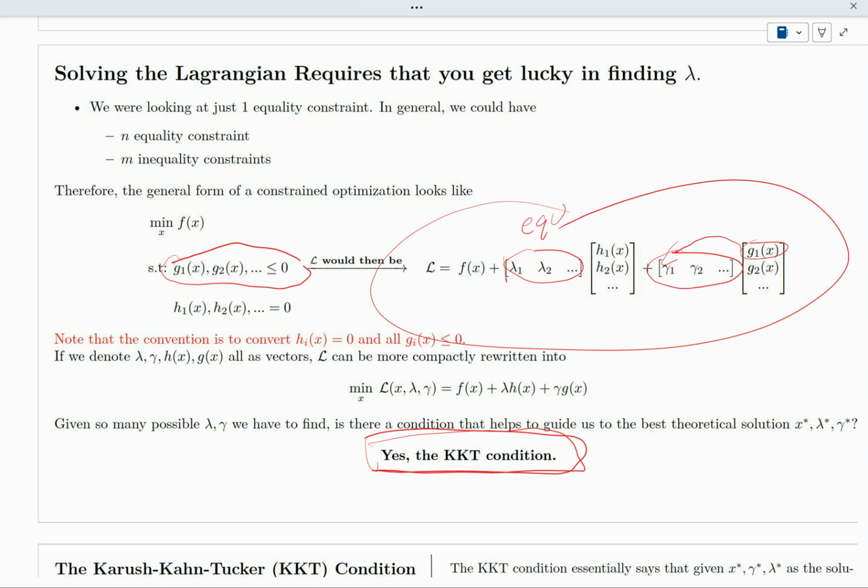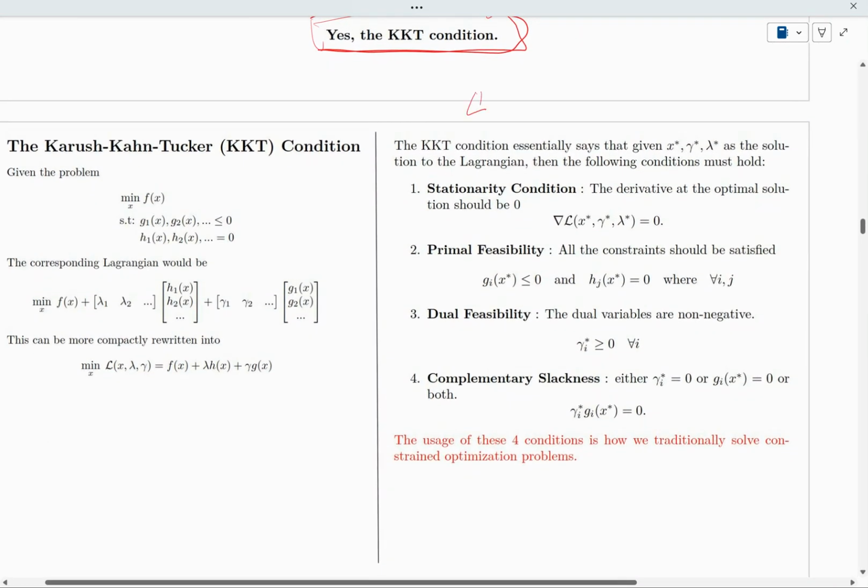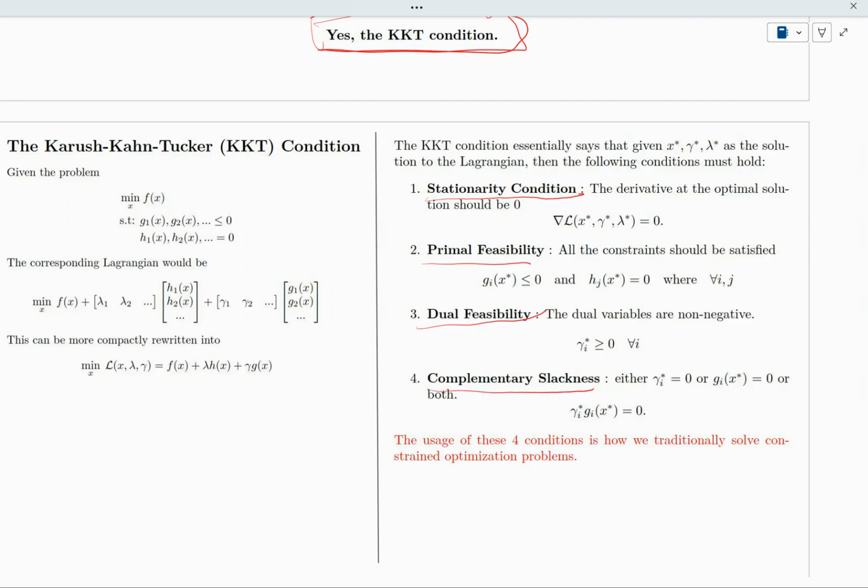The KKT conditions are a guide that give us conditions that have to be met. And if these conditions are met, we found the optimal solution. The KKT condition has four conditions. The names of these are stationarity, primal feasibility, dual feasibility, and complementary slackness. You will have to memorize these four conditions. The KKT condition says that at the optimum solution, when you take the derivative with respect to x, it has to equal 0. That is called the stationarity condition.